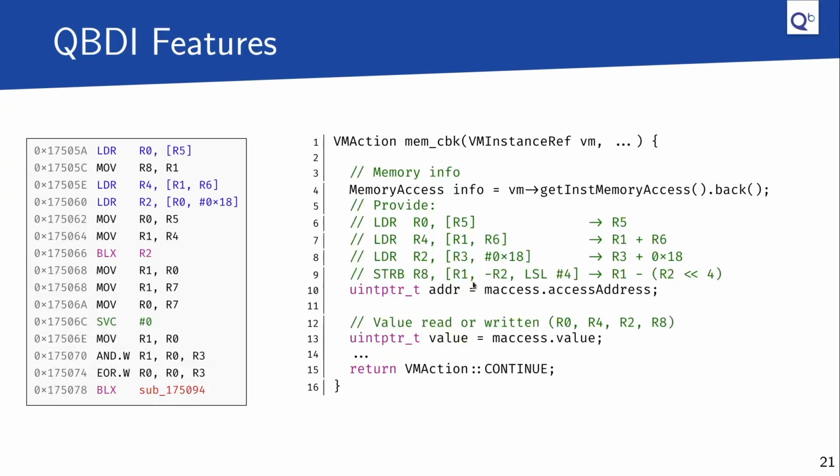Especially if you have this kind of memory access, it can be quite tricky to compute. So here you just have to access the access address attribute of the memory access structure, and you get the computation for free. You can also access the effective value that is read or written through the value attribute. So here, for instance, you get the value of R2 and you get the value of R0 plus 18.